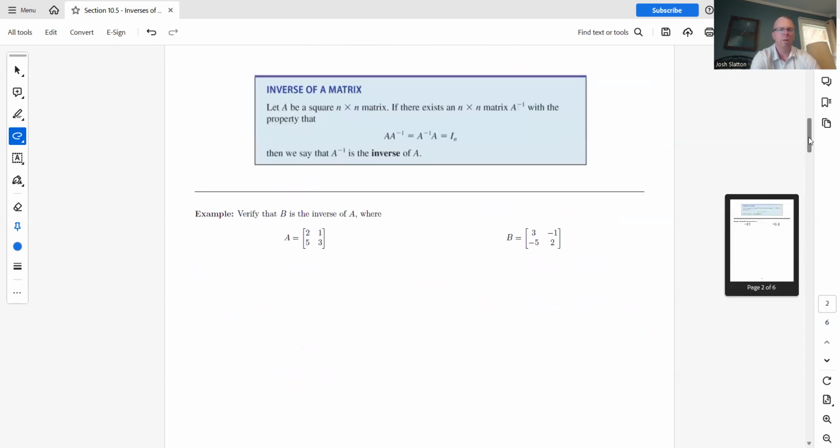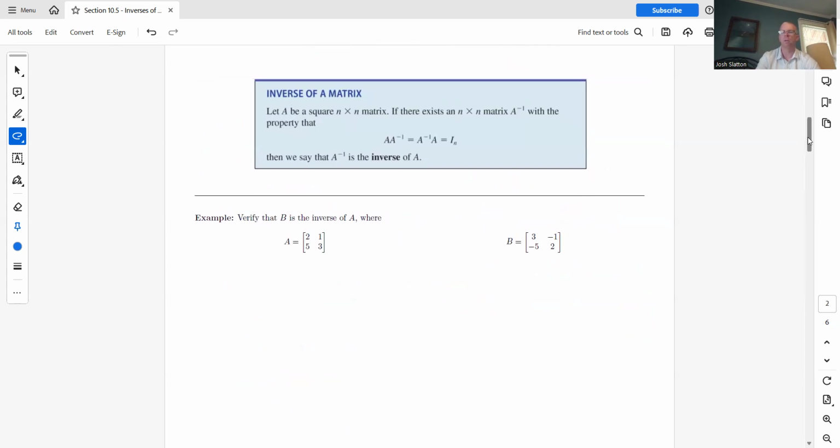All right, so now we can talk about the inverse of a matrix. The inverse of a square matrix, and square matrices are the only matrices that have inverses. So if A is a square matrix, and there exists an n by n matrix A inverse with the property that A times that inverse matrix, or reversed, would equal the identity matrix, then we say that this matrix is the inverse.